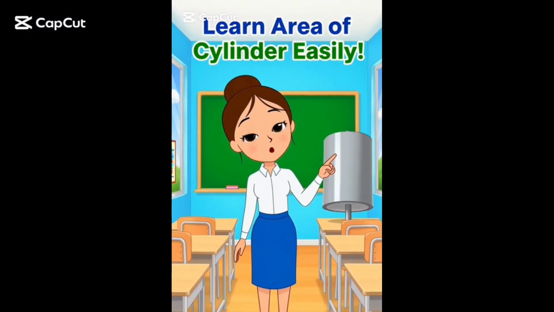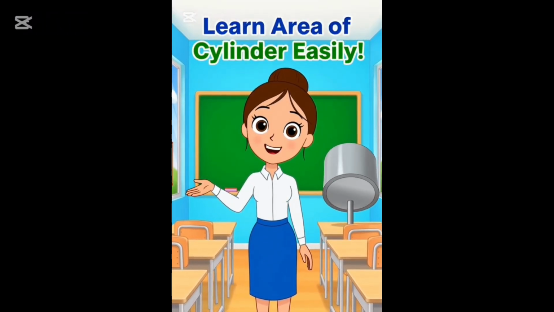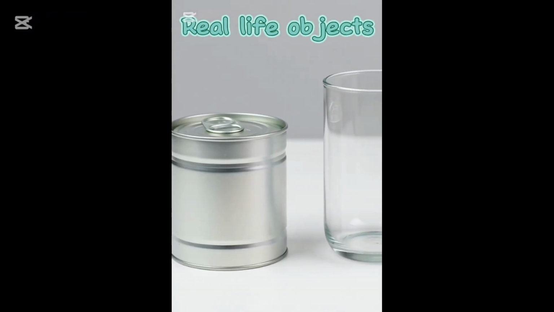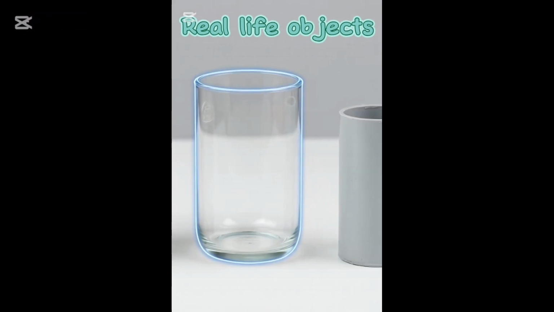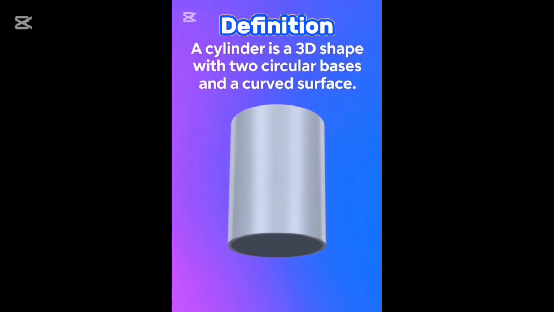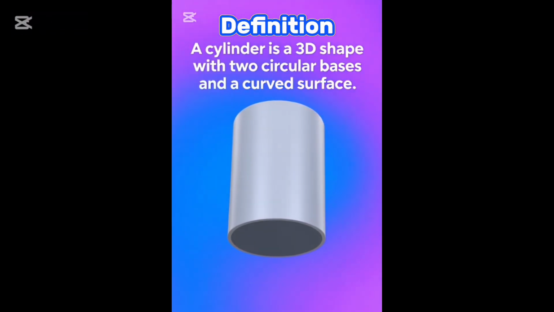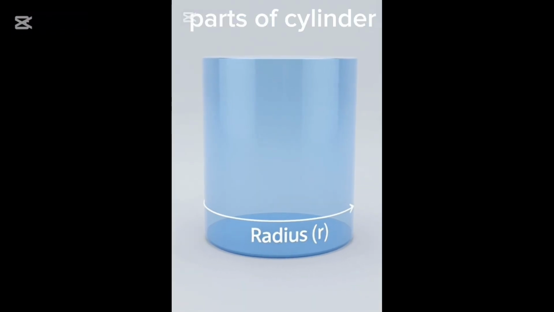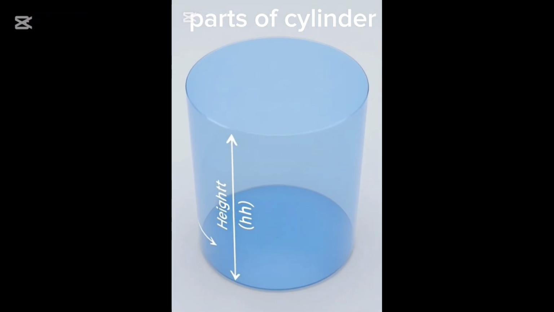Area of a cylinder with full concept and step-by-step solving. A cylinder is a 3D shape we see in daily life, like a tin can or a glass. A cylinder is a three-dimensional shape with two circular bases and one curved surface. To find the area, we need to know the radius and the height.